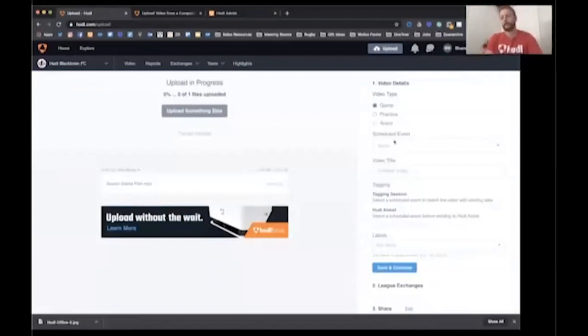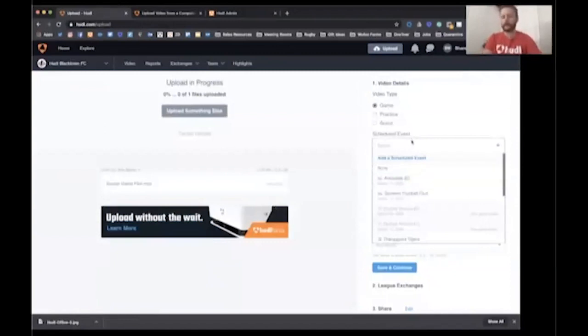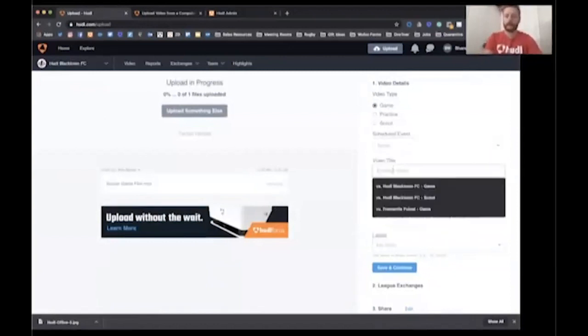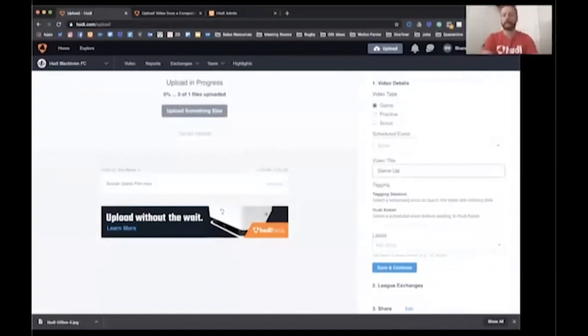If you're playing in the game, it's a good idea to create a scheduled event. That just makes your library easier to filter later on. You can hit add schedule event here and then just follow the steps to do that. Give the video a title, game upload, add any labels that you want. Again, these are just for filtering later. We can discuss that at a later date. Hit save and continue.